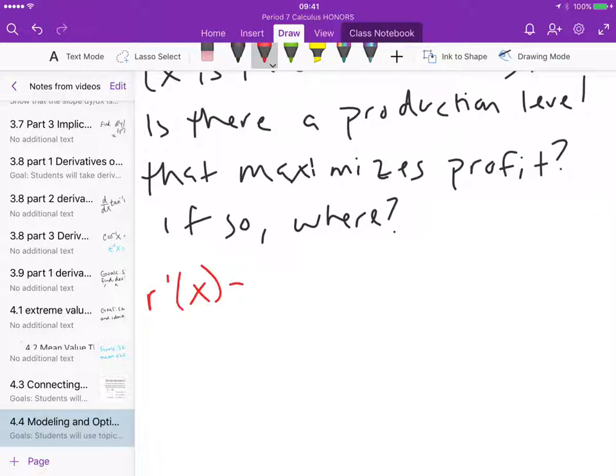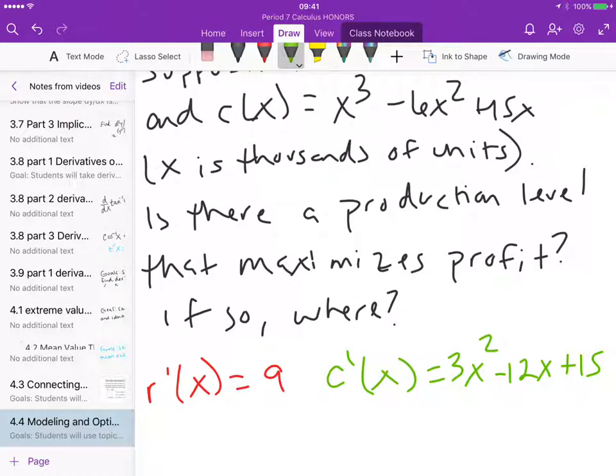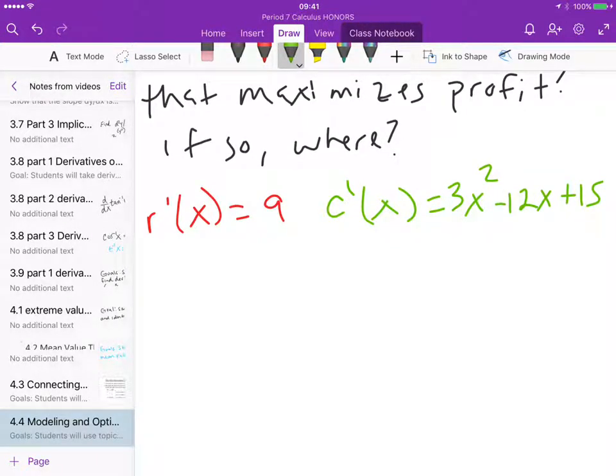R prime of x, well, if R was 9x, the derivative is going to be 9. And then C prime of x is going to be 3x squared minus 12x plus 15, right? So just multiplying down using our power rule that we've been dealing with. And so I need to know basically, hey, where are they going to equal each other? So set them equal to each other. I need to know what the x value in terms of units is going to be when these two equal each other.